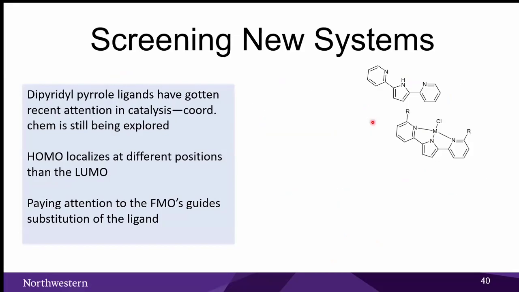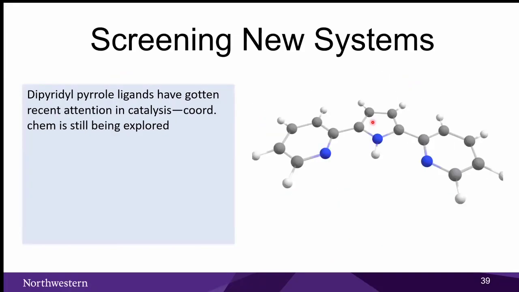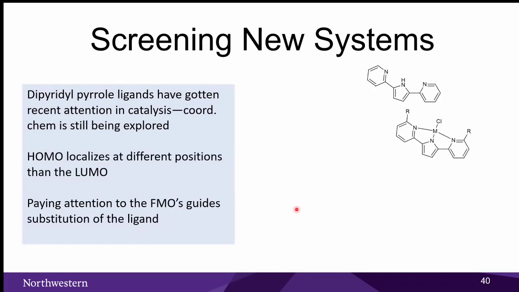Yeah, well, I'll go through this quickly. Basically, this idea that you can use predictions of your frontier orbitals to get the properties you want is really interesting in prototyping new compounds. So, for example, this dipyridyl pyrrole system is something that has been explored in the literature, especially in some catalysis studies. But it's still a comparatively new ligand compared to other things that people use for catalysis. So this coordination chemistry is still somewhat being explored.